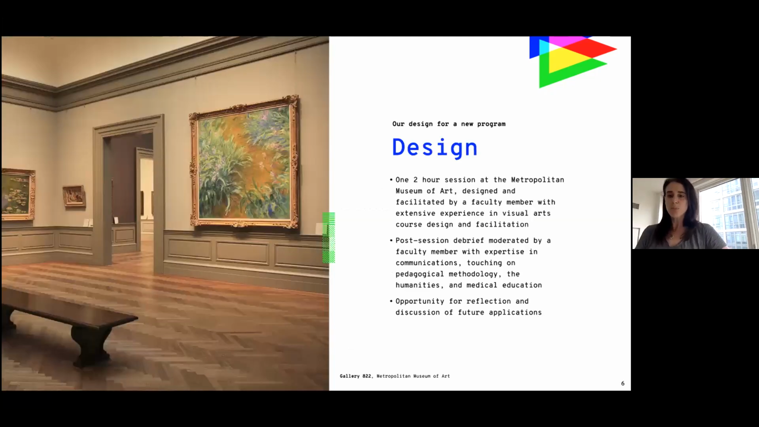So the design of the program was that we had one 2-hour session in the Met that I designed and taught, in which the participants participated in 5 or 6 specific exercises with pieces of art in the museum that were solely focused on them, very active participation types of exercises, and I'm going to show you guys a couple examples of that.